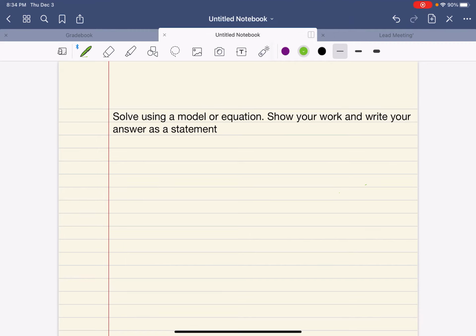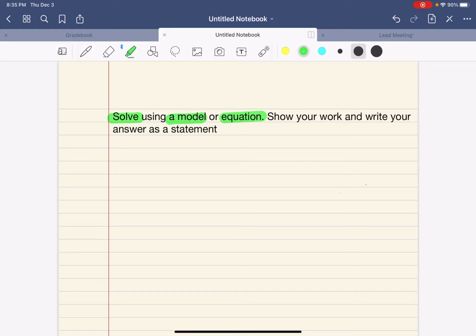We're going to go through some examples of things that you could possibly see on your assessment. The first thing I want to point out is make sure you're reading the directions, not specifically the problem, but the directions very, very carefully, because those are going to tell you exactly what I'm looking for. Some of the directions will say, solve using a model or equation, show your work, and write your answer as a statement. So if it says solve using a model or equation, I'm looking for you to solve using a model or an equation.